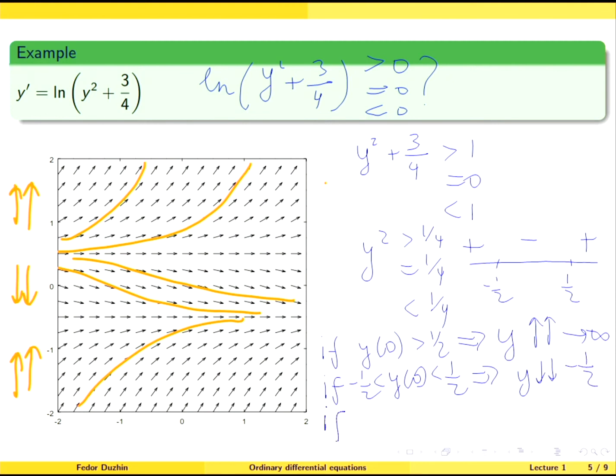Alright, and if y of 0 is less than negative 1/2, then y is increasing, and it is increasing towards negative 1/2. So the limit of y of t as t goes to infinity is negative 1/2 if y of 0 is less than 1/2.